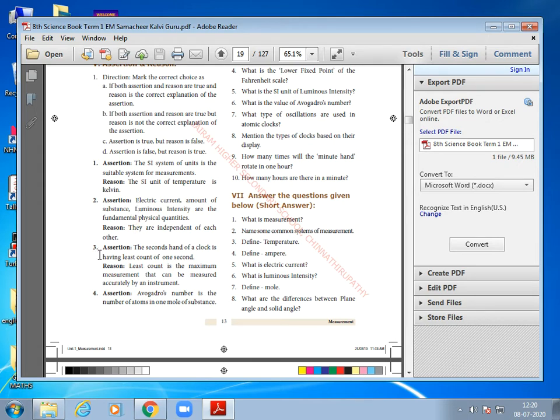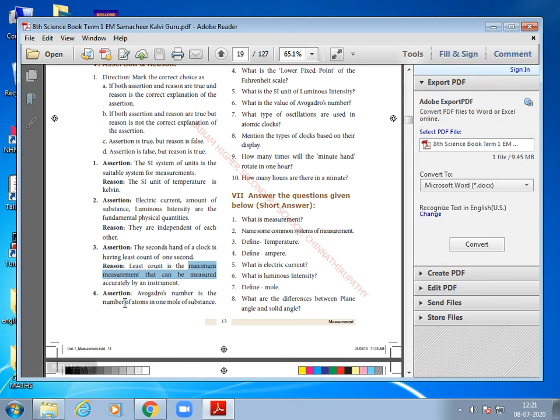Okay, next, third one. Assertion: the second hand of a clock has a least count of 1 second. Reason: least count is the maximum measurement that can be measured accurately by an instrument. The answer is C. Option C means the assertion is true but the reason is false. The correct explanation: the least count is not the maximum, it is the minimum measurement that can be measured accurately by an instrument.